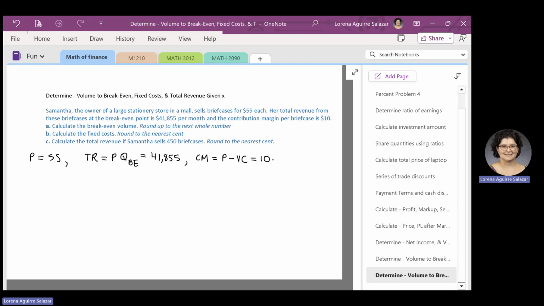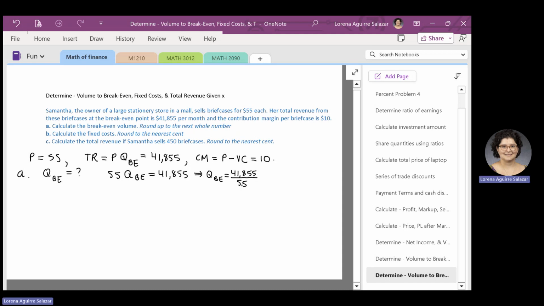Now that we have all variables in the statement clear, let's work on part A of this problem. We need to calculate the break-even volume. In other words, we need to find Q sub BE. To calculate that break-even volume, we use the fact that P times Q sub BE equals 41,855. Because we have P is 55. So from 55 times Q sub BE equals 41,855, we can find that Q sub BE is 41,855 divided by 55.